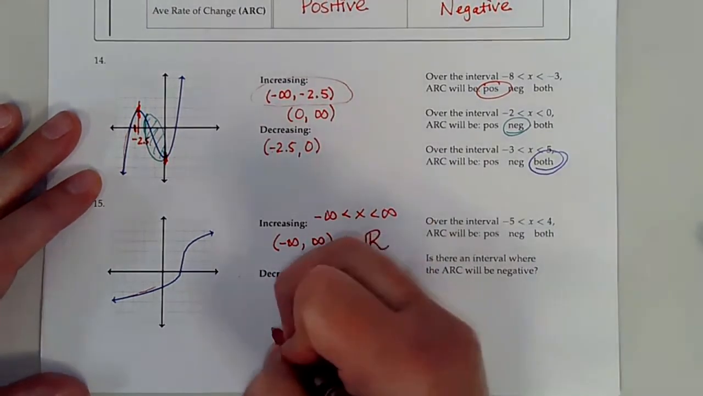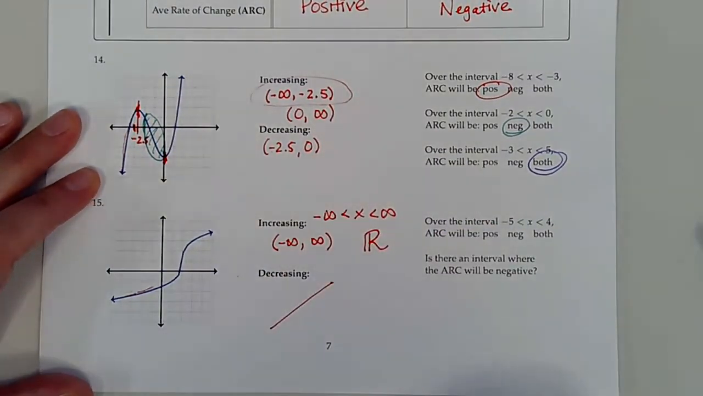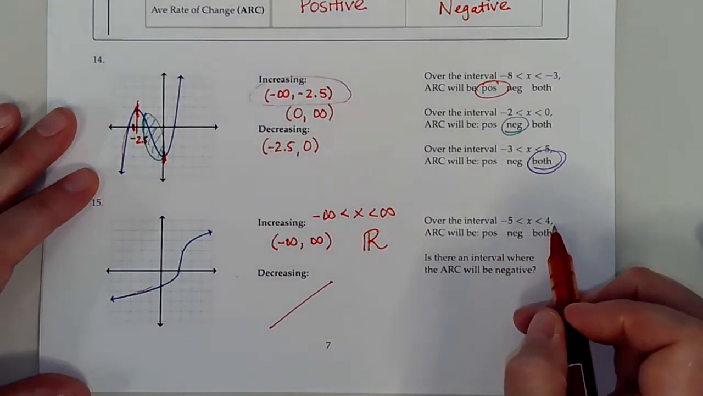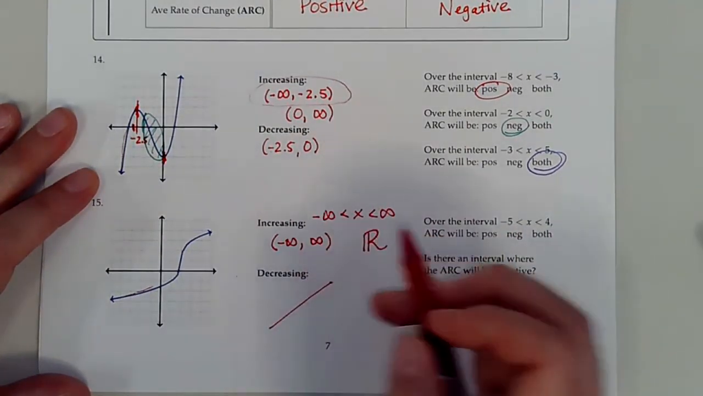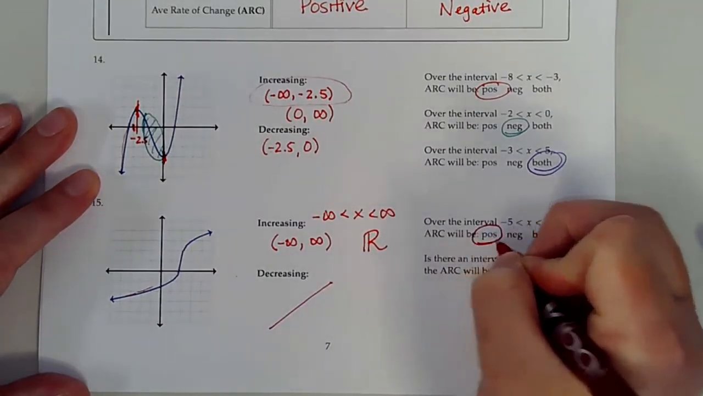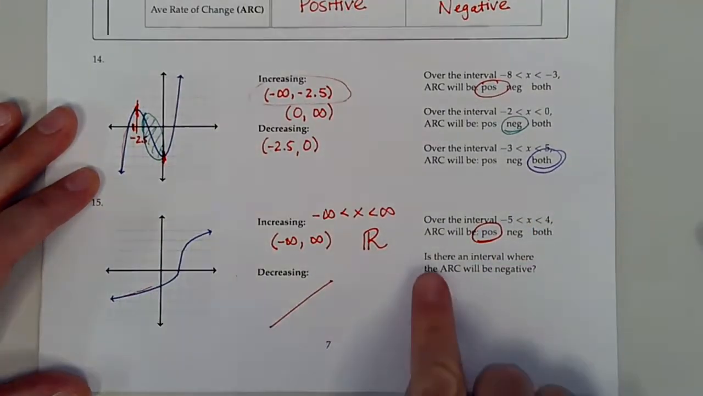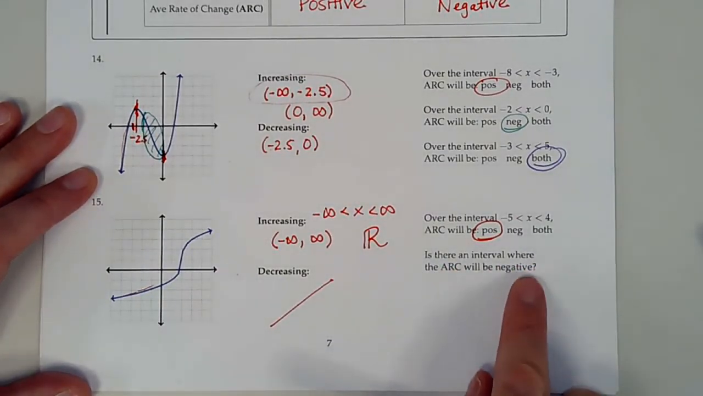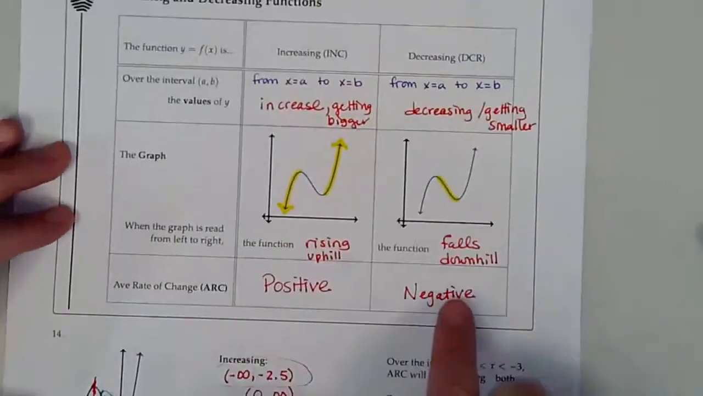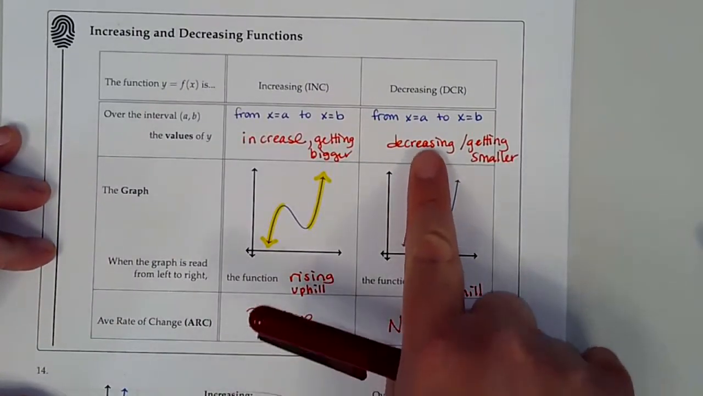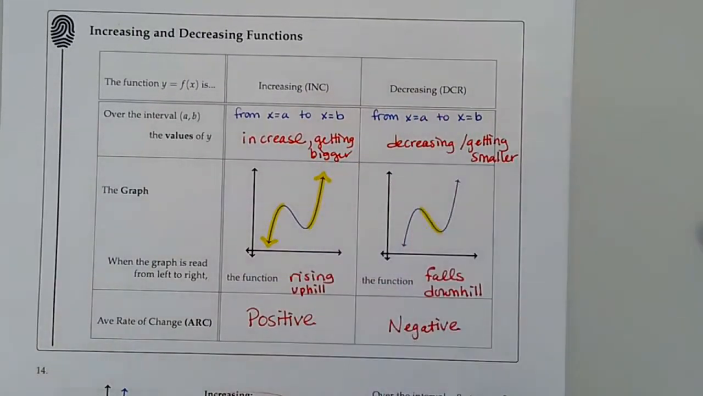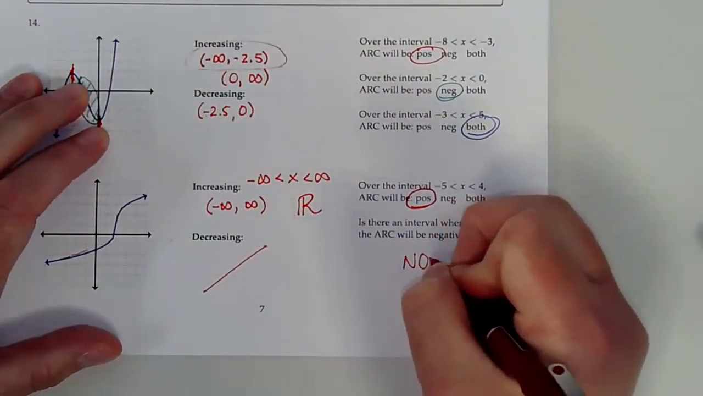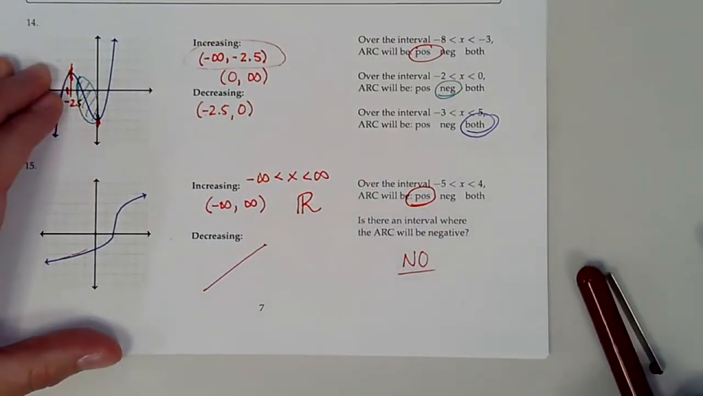Since it's increasing everywhere, it's not decreasing. And that means on this interval from -5 to 4, since it's definitely increasing on that interval, our average rate of change will be positive. This question, is there an interval where the average rate of change will be negative? Well, in order to have a negative rate of change, we have to have some place where this function is decreasing. And since we don't have that, we will not be able to get a negative average rate of change.